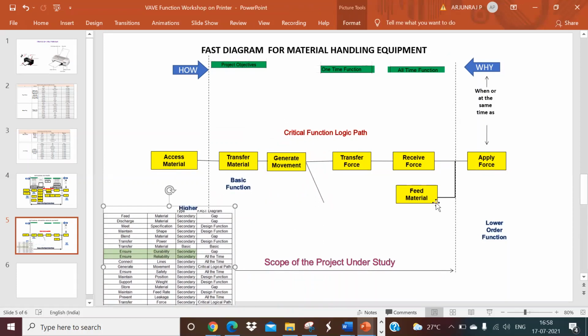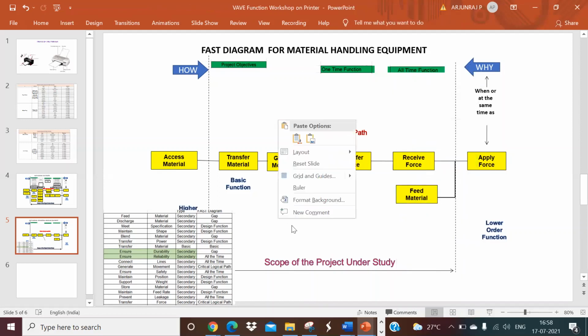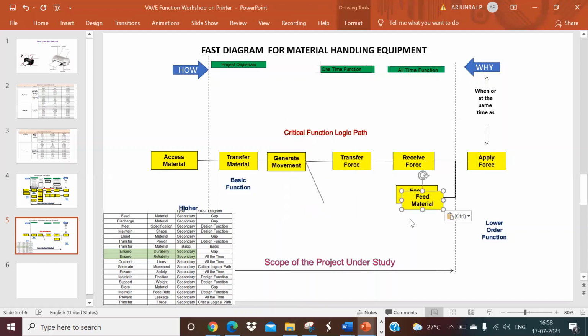So what I can do, feed material. So now this is how the logic you have to apply. So this will help you to see that you're following the proper path or not. So feed material and what else? Blend material. When I'm feeding the material, is it a blend? When will the blending happen? When you are going to do the blending? Is this logic correct?